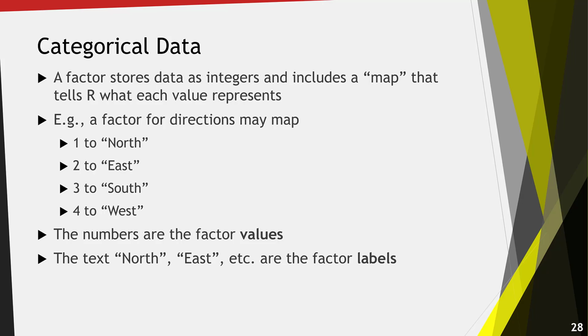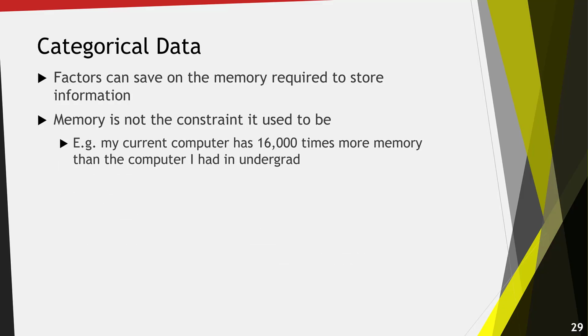R is only storing the numbers, and then the mapping that turns those numbers back into the text. Those numbers are called the factor values, and the text, north, east, south, and so on, are called the factor labels. Why do we have this factor data type when we can just store text? Importantly, factors can save on the memory required to store information. As opposed to saving long pieces of text, you're just saving numbers.